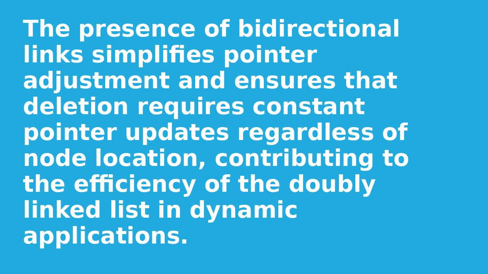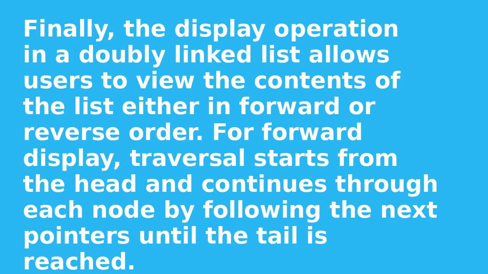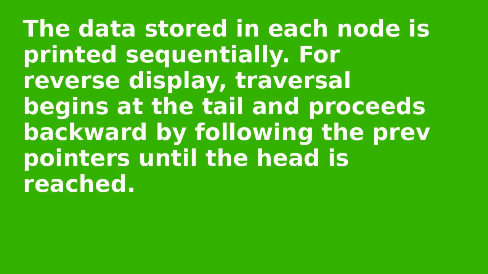The presence of bidirectional links simplifies pointer adjustment and ensures that deletion requires constant pointer updates regardless of node location, contributing to the efficiency of the doubly linked list in dynamic applications. Finally, the display operation in a doubly linked list allows users to view the contents of the list either in forward or reverse order. For forward display, traversal starts from the head and continues through each node by following the next pointers until the tail is reached. The data stored in each node is printed sequentially.